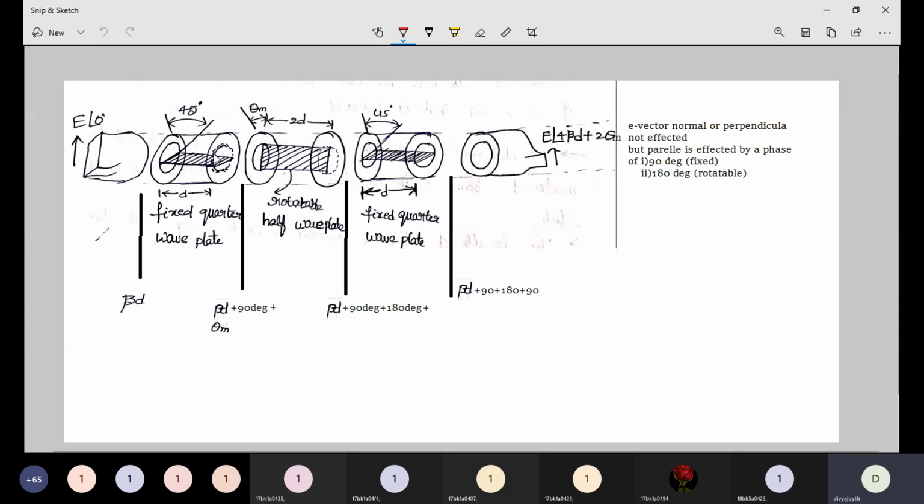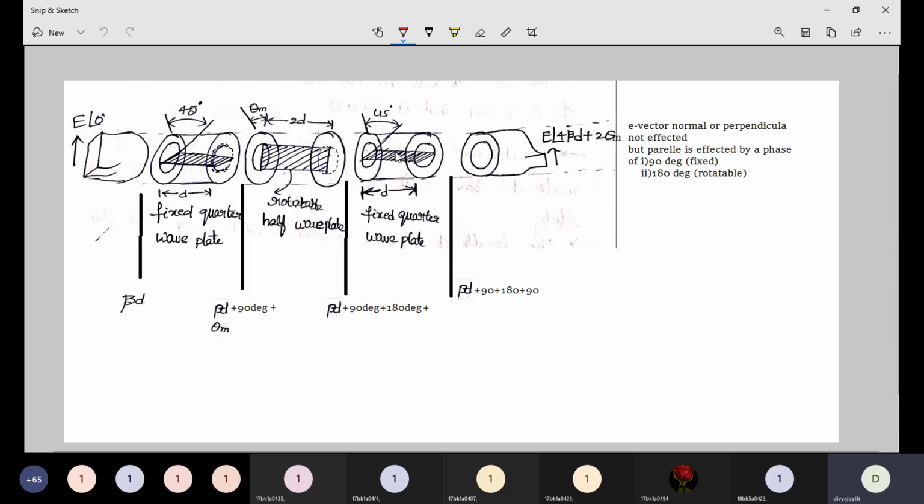The dielectric plate of the fixed circular waveguide makes an angle of 45 degrees with respect to the horizontal line, this one and this one. And if you observe the middle one, it is also making an angle of theta m. We can call the fixed circular waveguides fixed quarter wave plates, and this one a rotatable half wave plate. This is a quarter wave plate and this is a half wave plate. So that is the brief description of the construction.